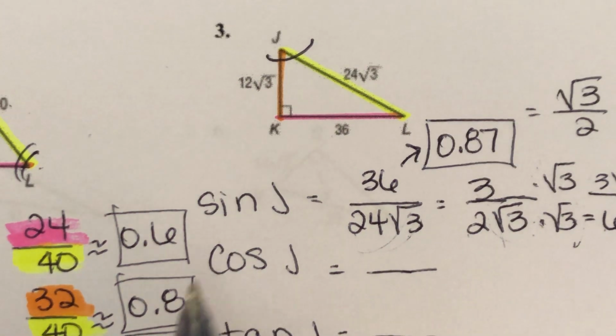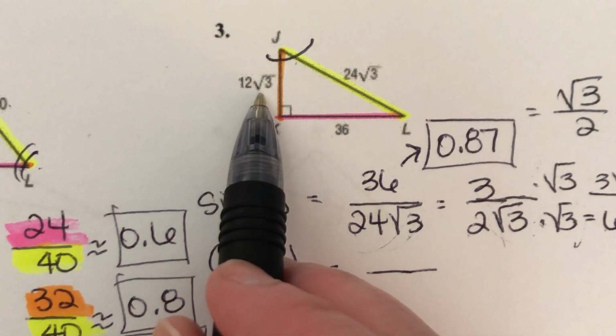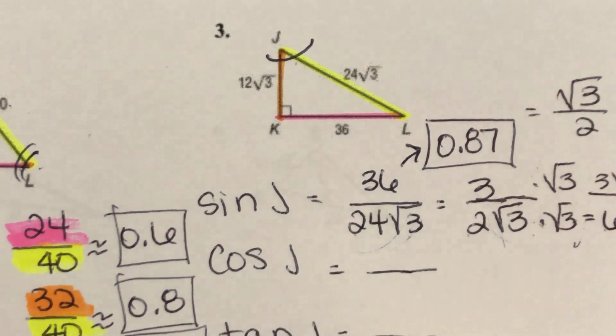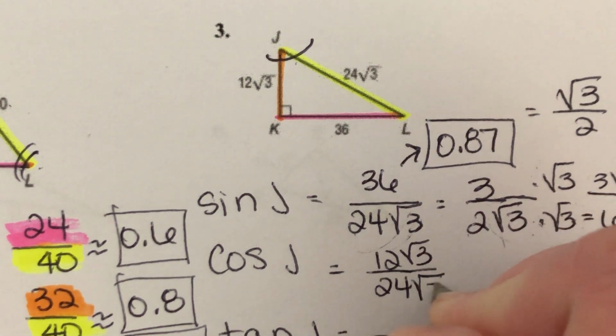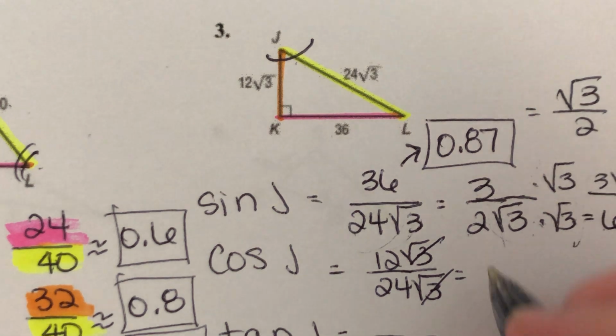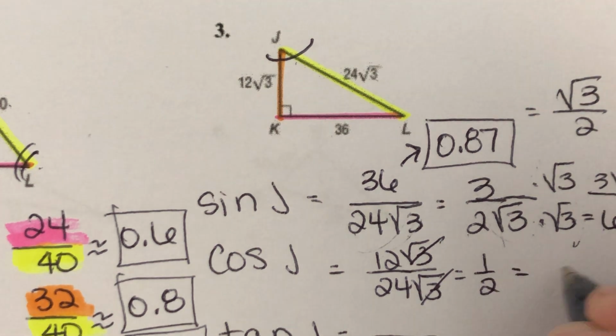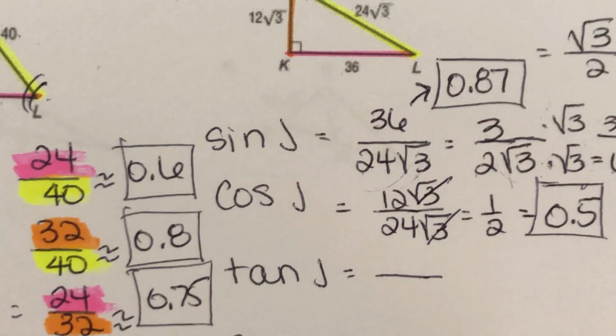Okay, cosine of J. Cosine of J, here's J, is adjacent over hypotenuse. So 12 square root of 3 over 24 square root of 3. Okay, and here our square root of 3's cancel each other out. So I'm left with 12 over 24, which is 1 over 2, which, when I simplify, is 0.5 when I change it to a decimal. Easy peasy.